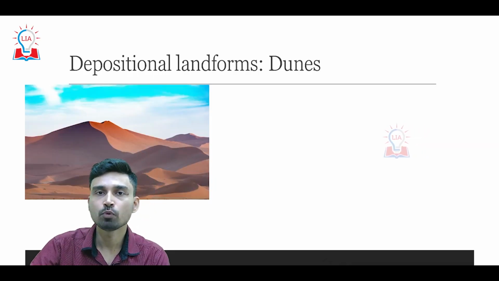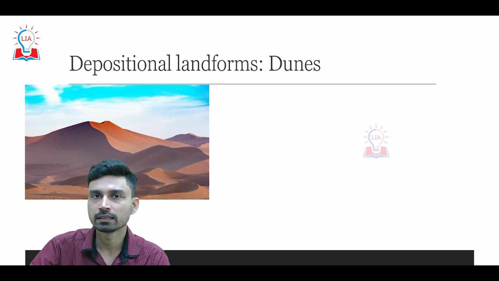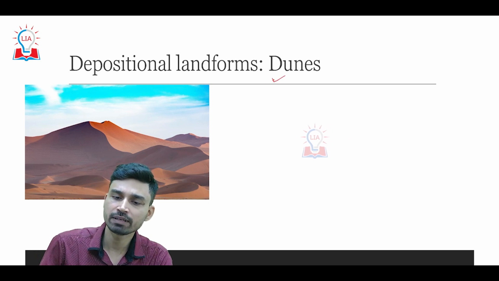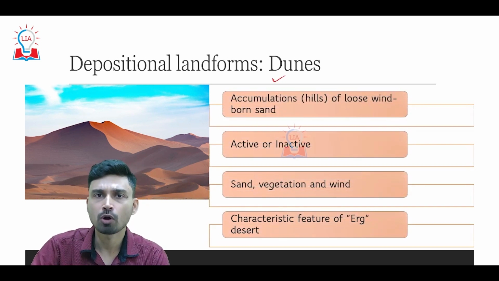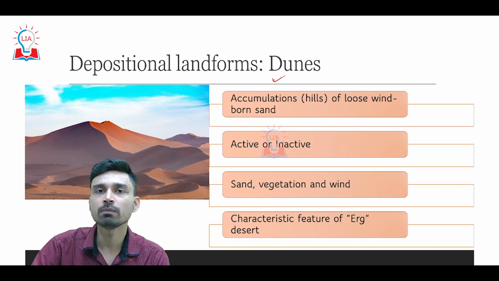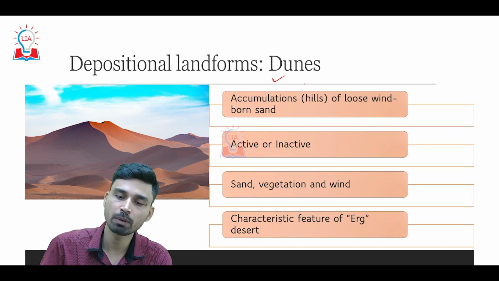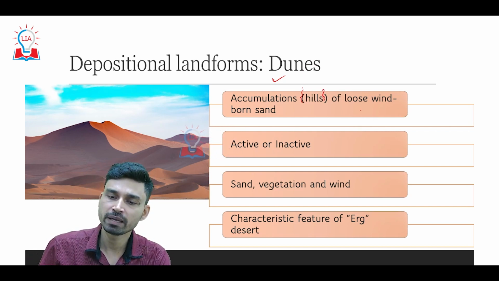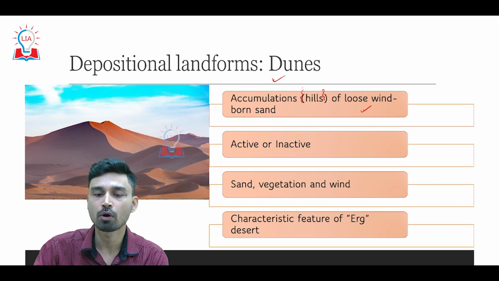The first and the most important depositional landform that covers a large expanse of deserts all across the world is something that we refer to as dunes, also called sand dunes. In simple terms, we can define sand dunes as an accumulation of sand particles in a hill-like form, which is mainly made up of loose wind-borne sand.